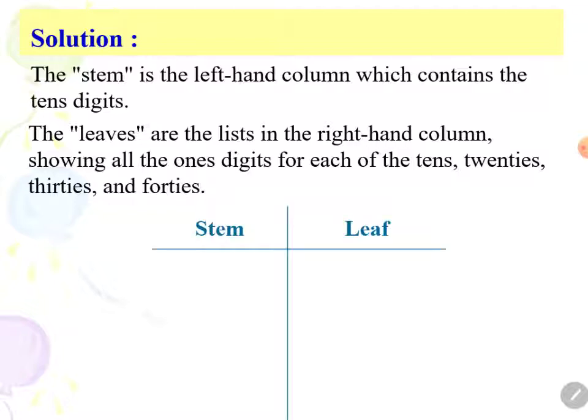So we have stem. So we have 1, 2, 3, and 4 because this is the 10s digit. And leaf, what is the data we have? We have 12, 13. So 2 and 3 will be on the leaf part. And then for the 20s, we have 21 and 27. For 30, we have 33, 34, 35, and 37. So 3, 4, 5, 7 will be on the right side. And for 4, we have 40 two times and 41. So it will be 0, 0, 1.